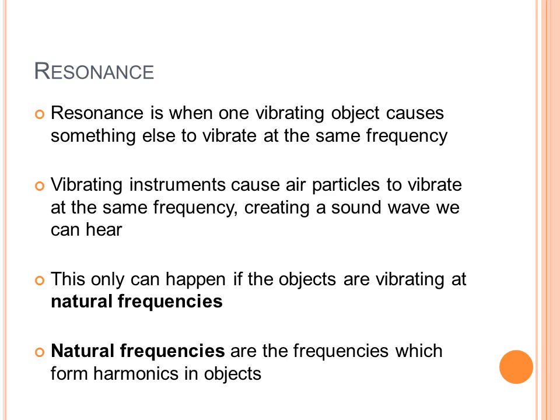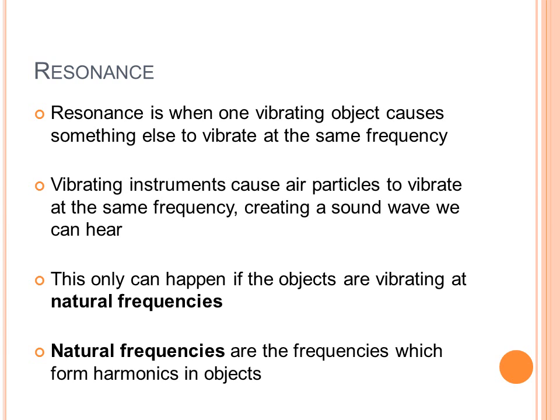The last thing I'm going to talk about today is a property called resonance. Resonance is when you have one object vibrating at a harmonic, and that causes another object to vibrate at one of its natural frequencies or one of its harmonics. This is actually how all instruments generate sound waves.